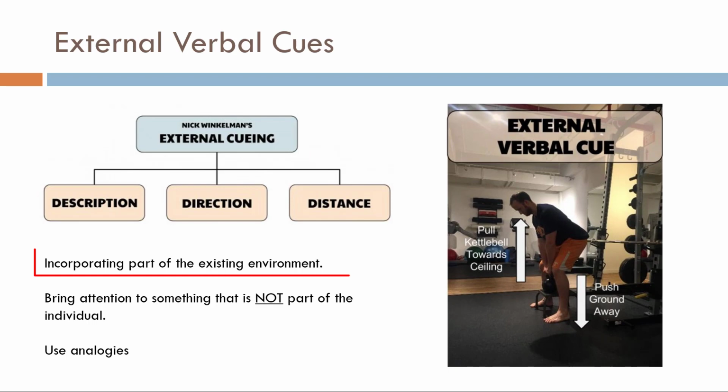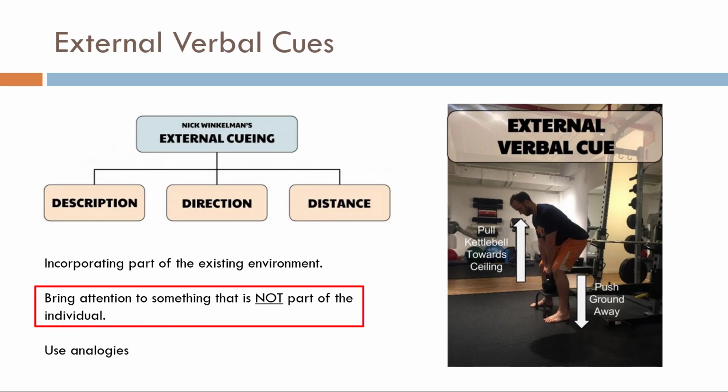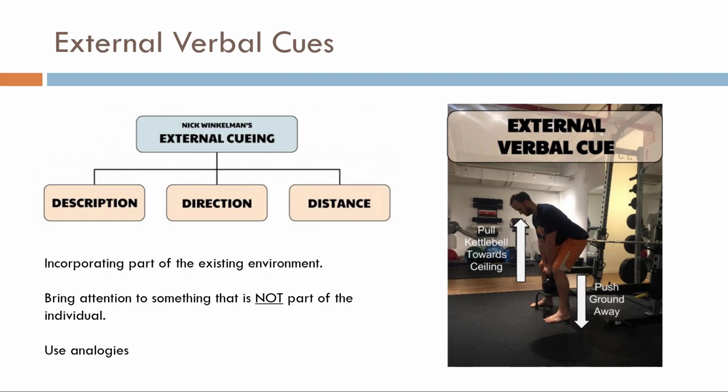The most important aspect of external cueing is incorporating part of the existing environment, so the immediate environment. External cues can have some relation to description of motion, the direction of movement, or the distance and location. Simply choose something that is not connected to the person. So don't reference muscles, hands, joints, feet. It can be anything from a belt buckle to a location in the room. Analogies also fall into this external cueing category, and don't overcomplicate things with too many words. Keep it simple, stupid, or KISS.